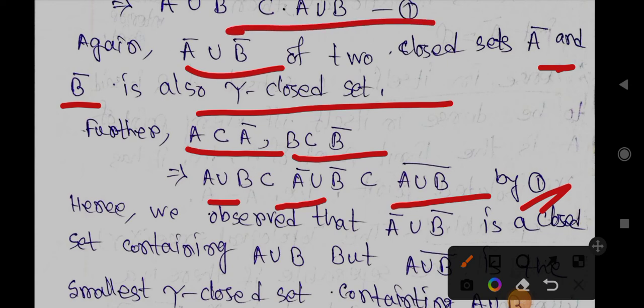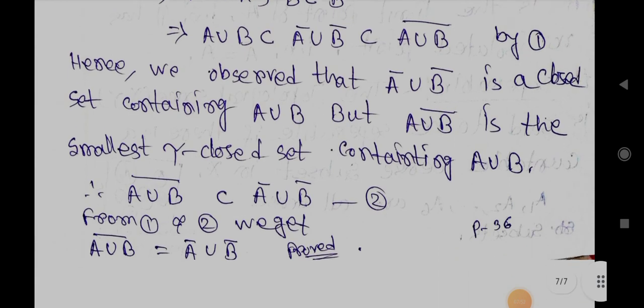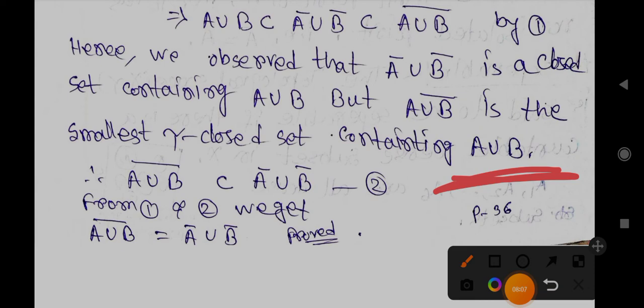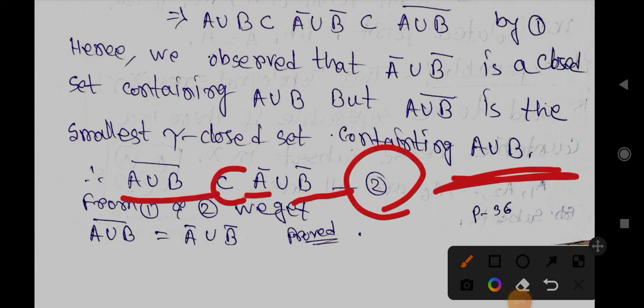This is 1. Hence we observe that A bar ∪ B bar is a closed set containing A ∪ B, but closure of (A ∪ B) is the smallest τ-closed set containing A ∪ B, that is, closure of (A ∪ B) ⊂ A bar ∪ B bar. This is 2. From 1 and 2 we get closure of (A ∪ B) equals A bar ∪ B bar. Proved.